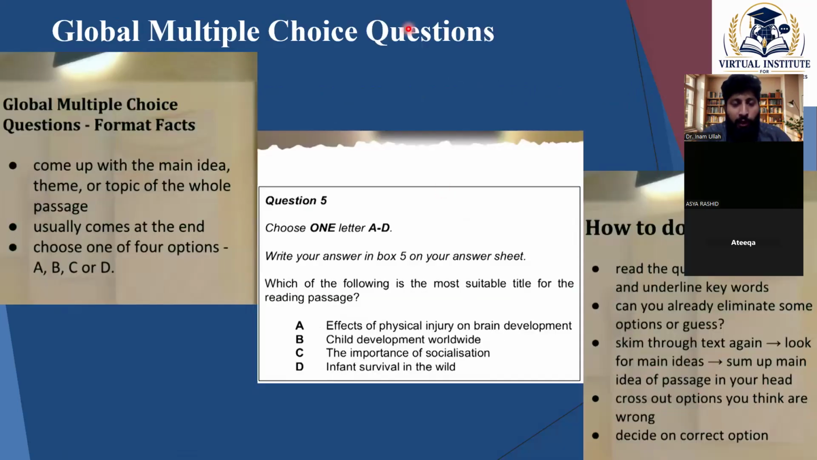Okay, so we are done with choosing headings for the paragraphs. Right now, we are going to study global multiple choice questions. The format facts are that they come up with the main idea. Again, you have to understand what the main idea is, as well as the theme or topic of the whole passage, right? And they usually come at the end, in the last part of the reading test.